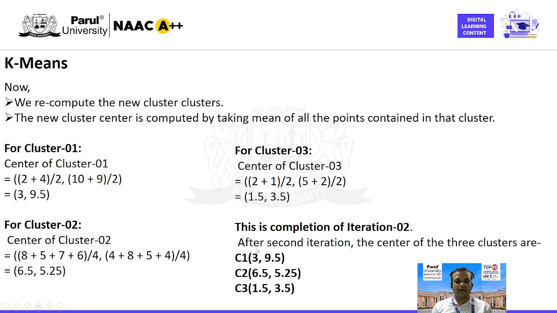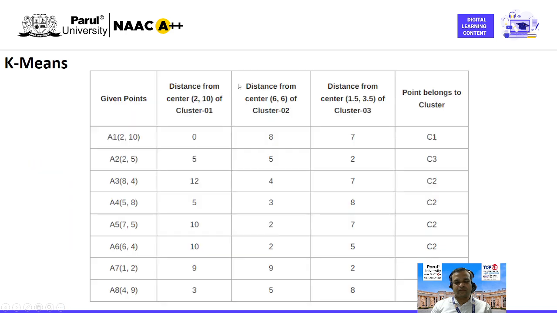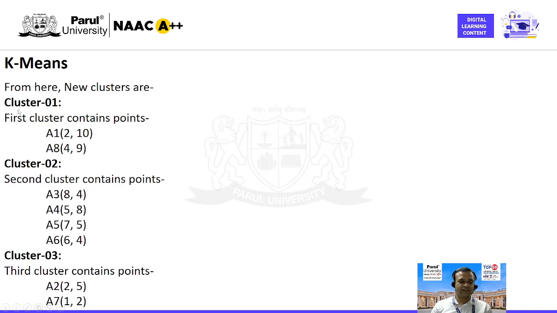Again, if we calculate the distance of all the given 8 points from these three new centers and build this table, we find the same cluster assignments. You will get the same result: the same cluster number 1 points, cluster number 2 points. You will get the same results.